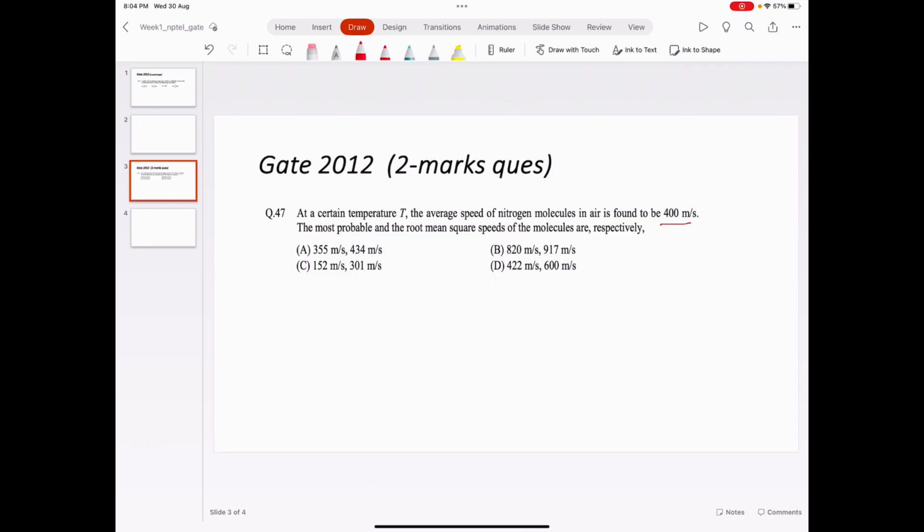Therefore, at a certain temperature T, if the average speed of the nitrogen molecules in the air is 400 meter per second, the most probable and the root mean square speeds of the molecules are given by 355 and 434 meter per second respectively. So option A is the correct option.